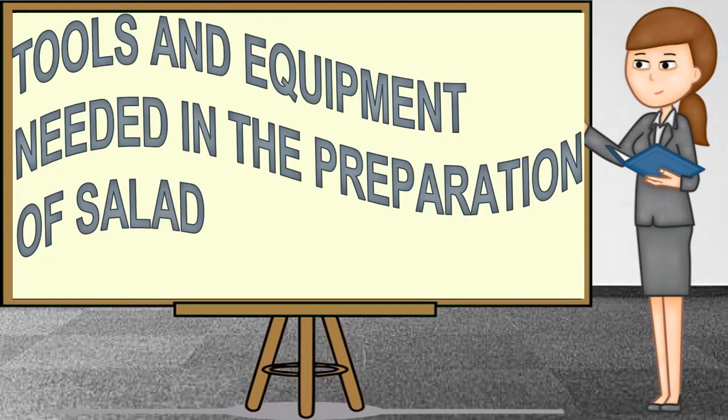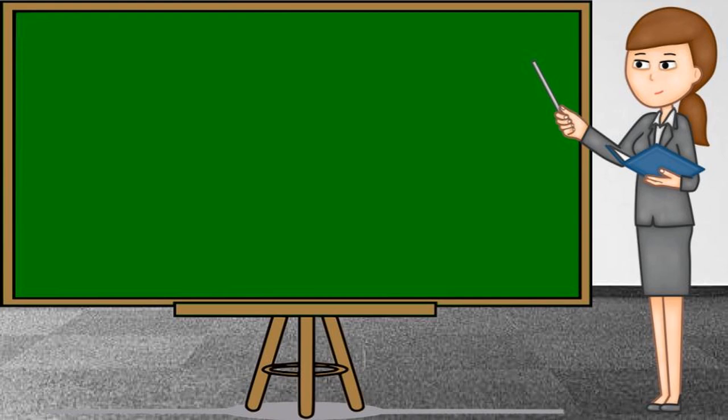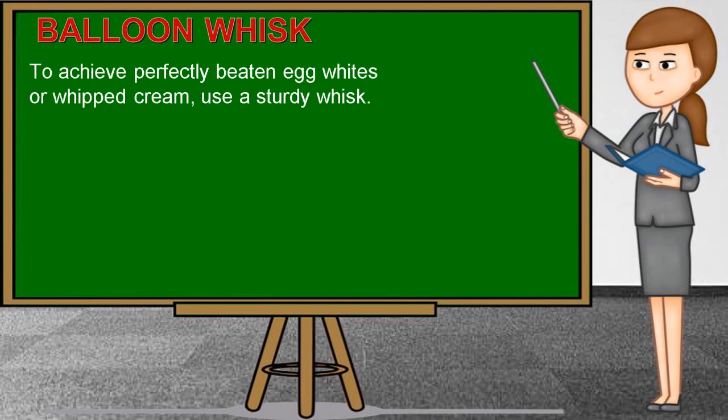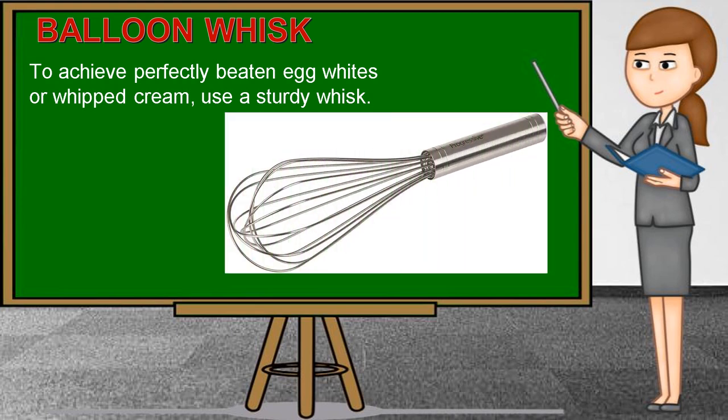And now let us explore the tools and equipment needed in the preparation of salad. Here are some great tools and equipment needed in the preparation of salad. The first one is the balloon whisk. To achieve perfectly beaten egg whites or whipped cream, use a sturdy whisk. They come in many sizes for different jobs. But if you buy only one whisk, select a medium size one.